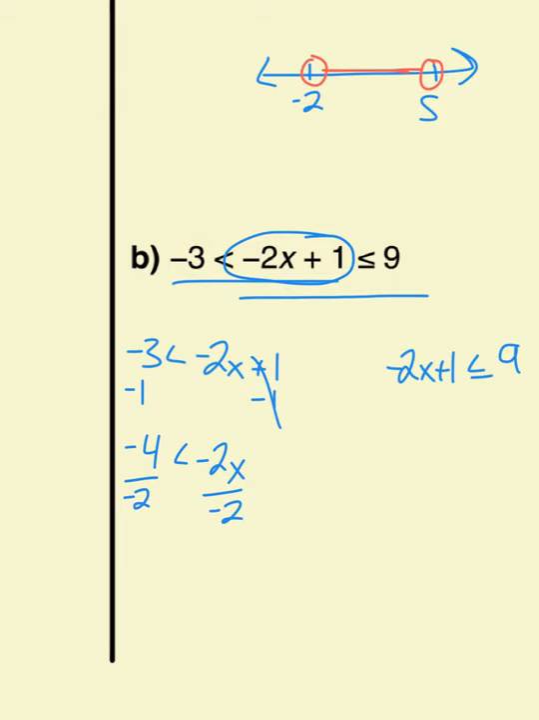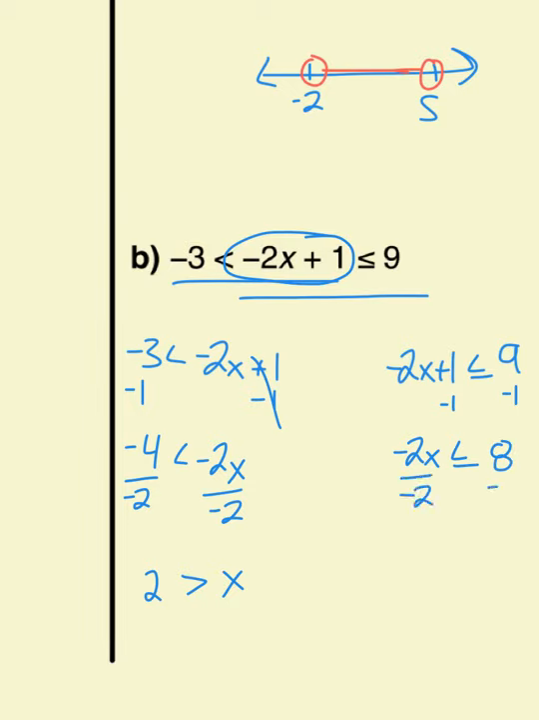And, did you catch it? We divided by a negative, meaning I have to flip the sign. So now I have 2 is greater than x. All right, other side, we subtract 1. -2x is less than or equal to 8.